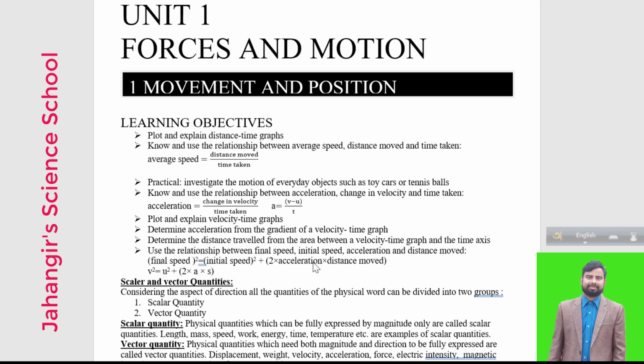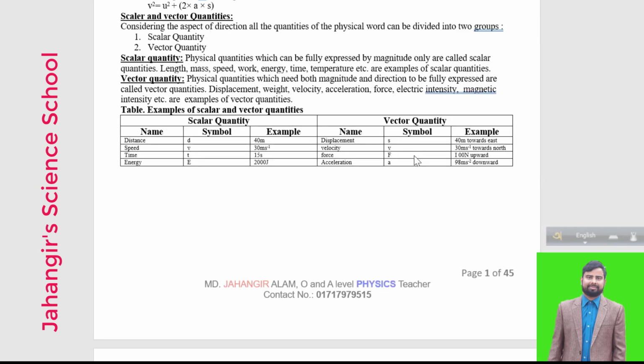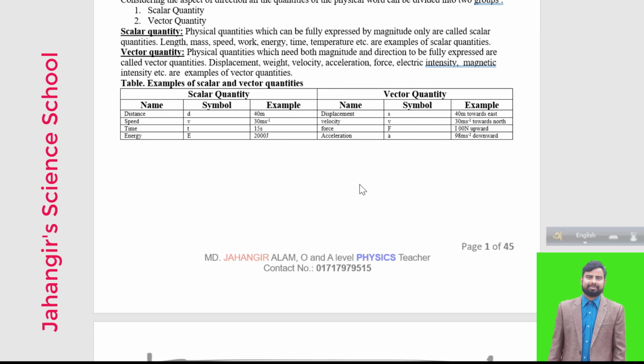Use the relation: final speed squared equals initial speed squared plus 2 times acceleration times distance moved. That means v squared equals u squared plus 2as. In this chapter, first we have to learn about scalar quantity and vector quantity.